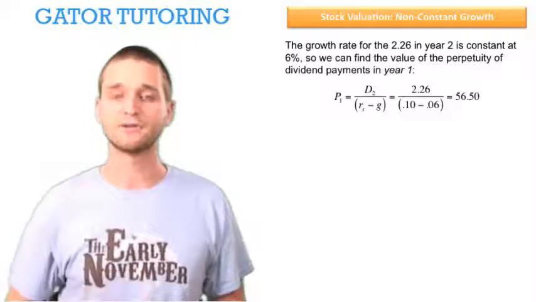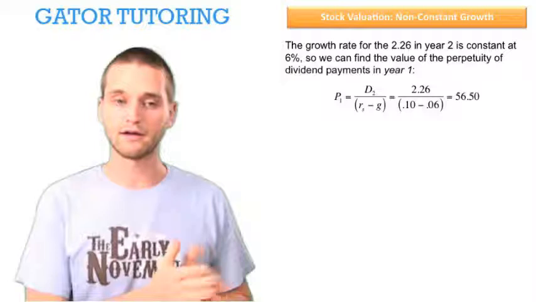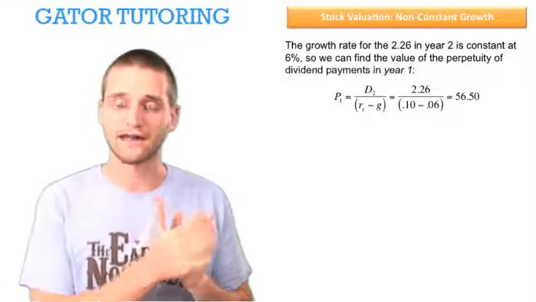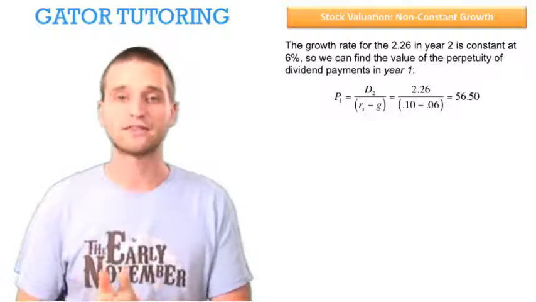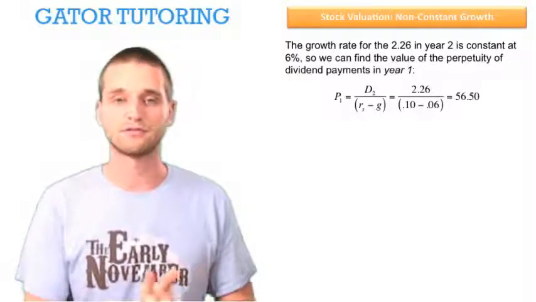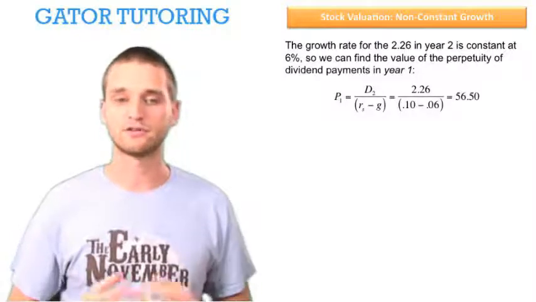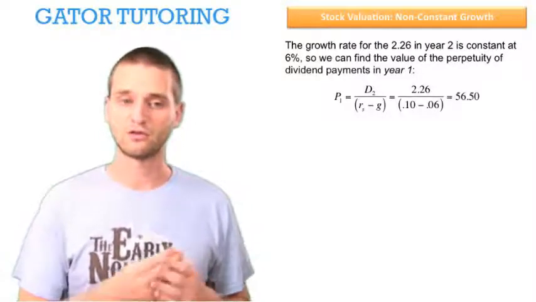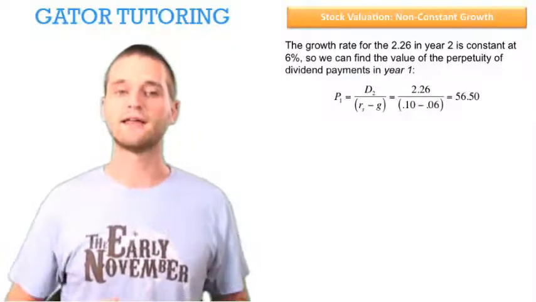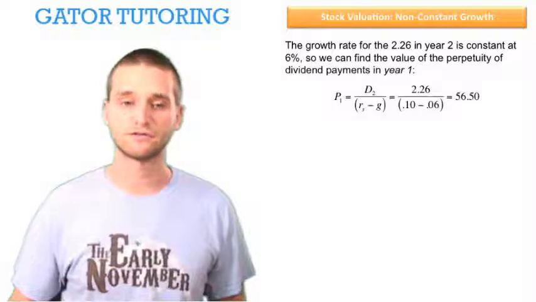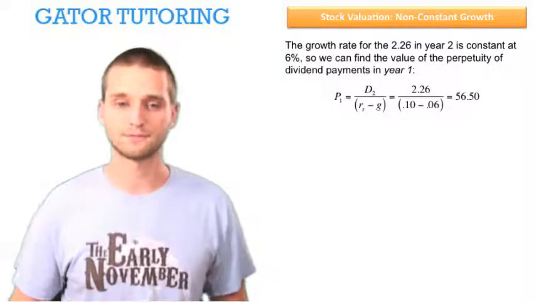And so here's our perpetuity equation that allows the possibility that our cash flows are growing. And so that's where we see the g in the denominator. We just subtract that growth rate from the required rate of return on equity, which is our discount rate. And we plug in the dividend of $2.26, the return on equity of 10%, and the growth rate of 6%. And we find that the present value of all those cash flows that are growing is $56.50 in year 1.